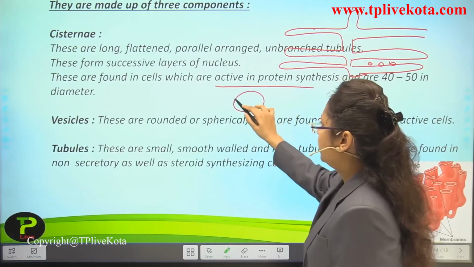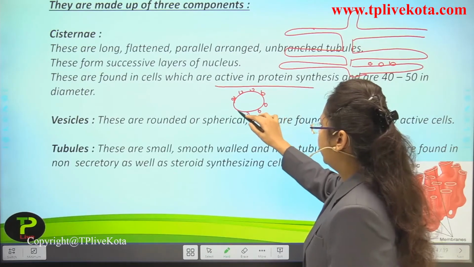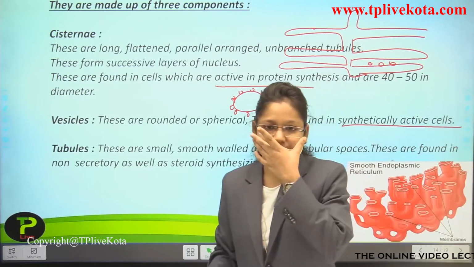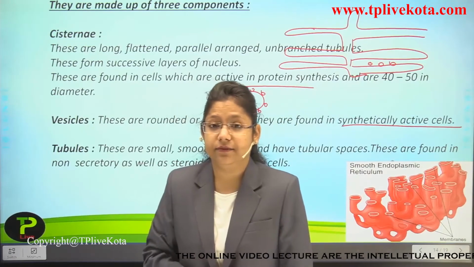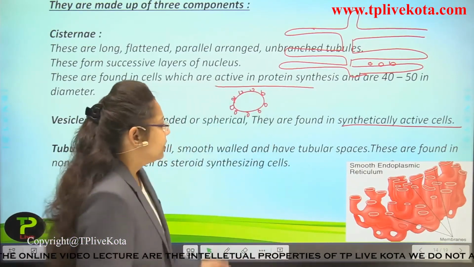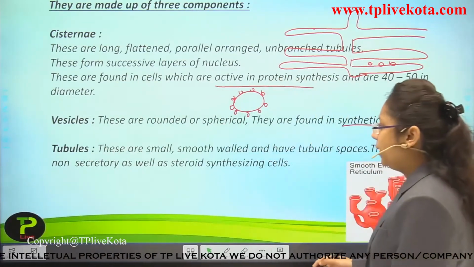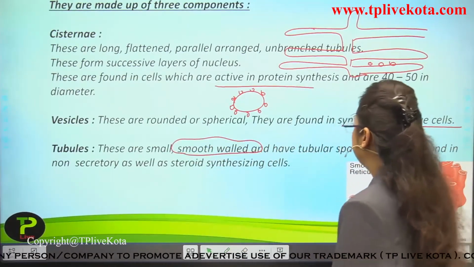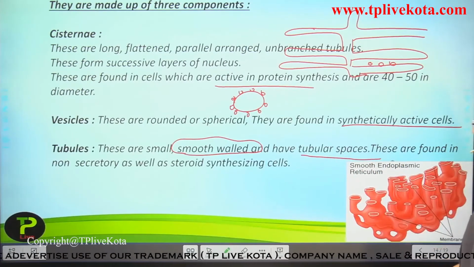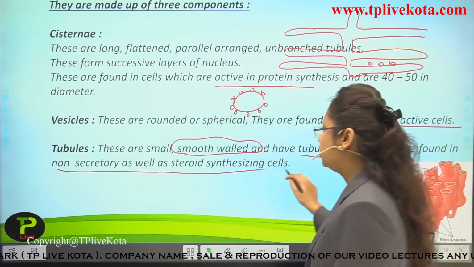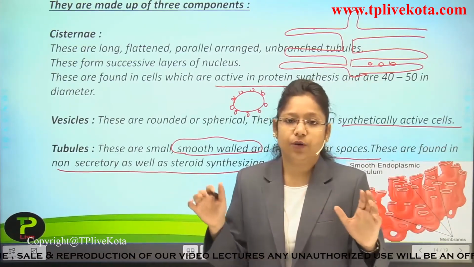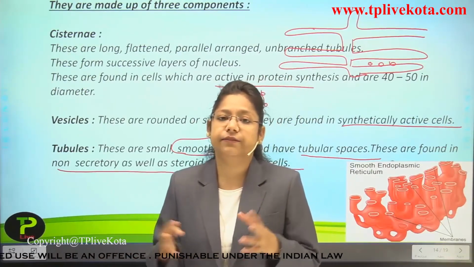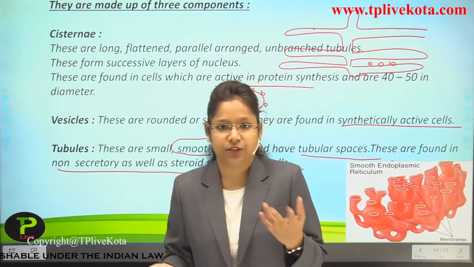Okay. Now if we talk about vesicles, they are small and spherical in shape. They have ribosomes over them, and they are found in synthetically active cells. Now the last part, which is the tubular part. Tubular part has smooth walls. As you see, the ribosomes are absent, so it is smooth walled. Tubular spaces are present over there. They are found in non-secretory as well as steroid synthesizing cells. Steroid synthesizing cells means the cells which produce the female and male hormones like testosterone and estrogens.